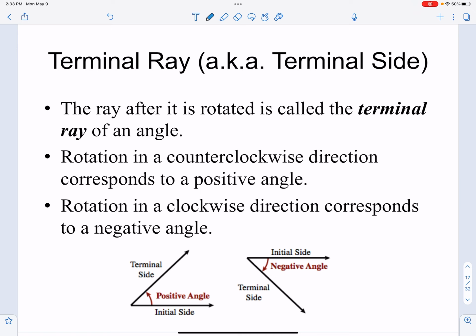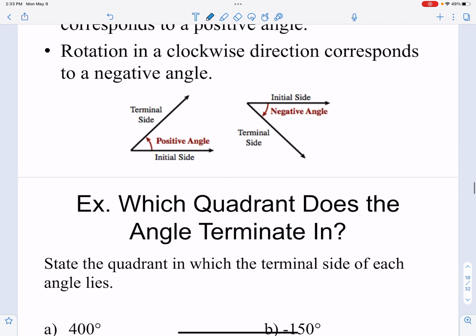So we consider whenever the angle rotates in a counterclockwise direction to be creating a positive angle. Like all the angles on the unit circle are positive angles. We think of them as starting on the positive x-axis and then rotating in the counterclockwise direction. But angles that rotate in the clockwise direction we actually think of as being negative angles.